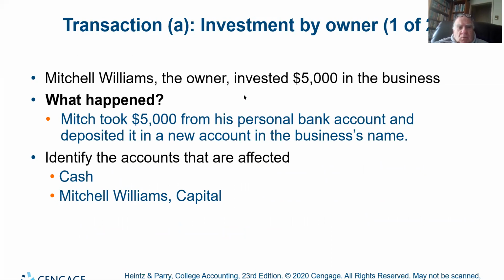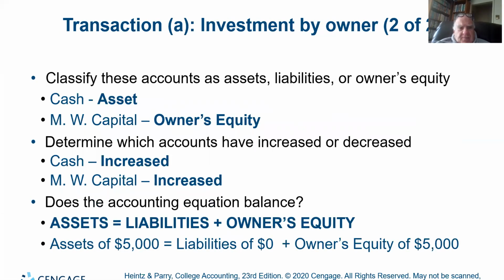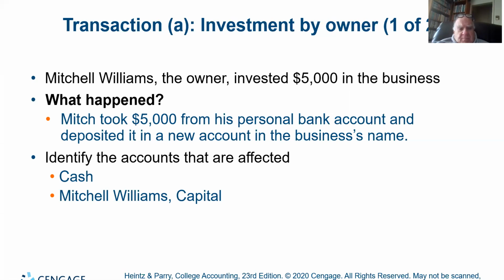So the first question they want us to ask is, what happened? Well, he invested $5,000 in a business. He took money out of his own personal bank account and put it into a bank account in the company's name. So what's happened here is cash is going to be affected, as is the capital of the company.